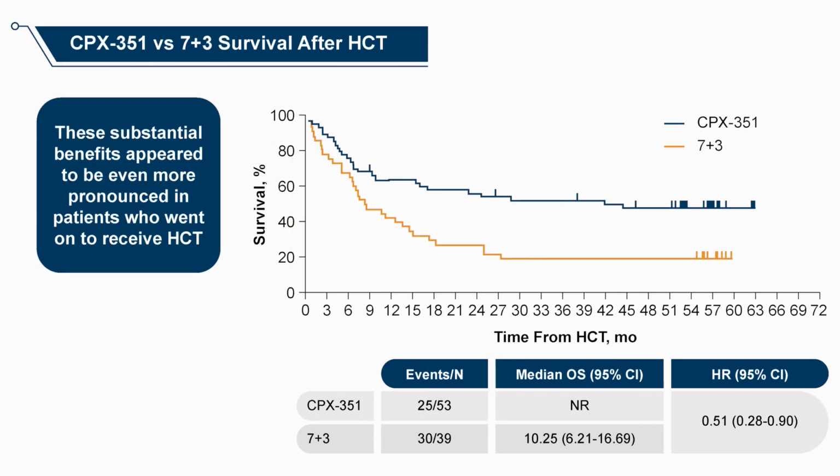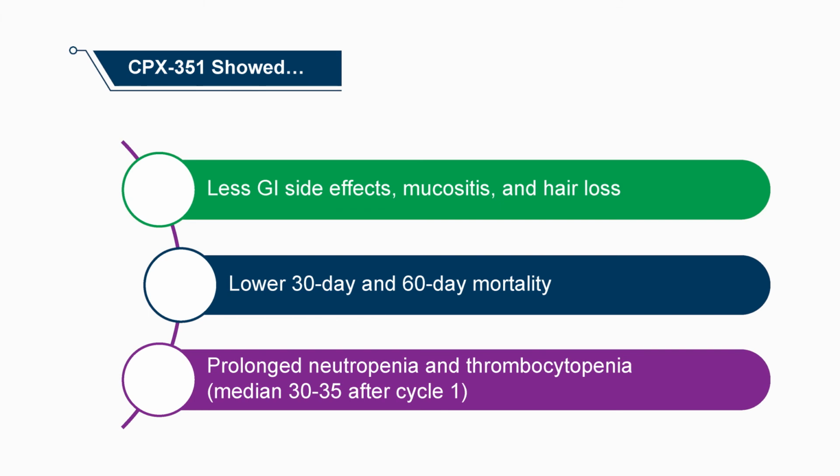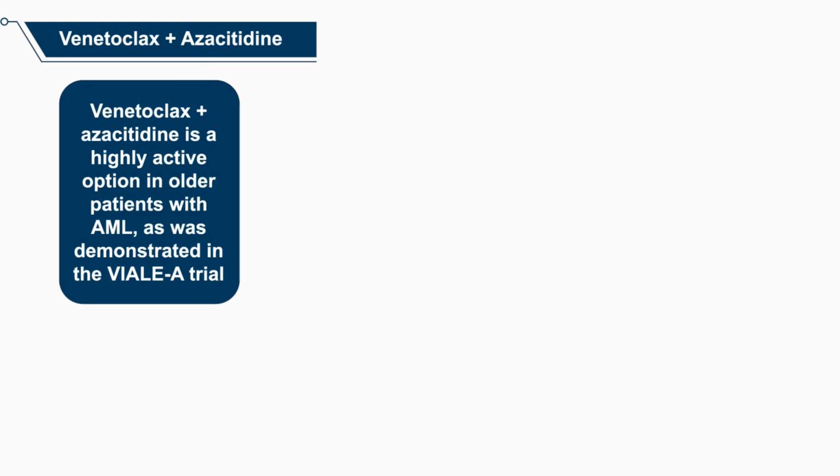These substantial benefits appeared to be even more pronounced in patients who went on to receive hematopoietic stem cell transplantation, as shown on this Kaplan-Meier curve here. However, the patients treated with CPX-351 had prolonged neutropenia and thrombocytopenia with a median of 30 to 35 days after cycle 1. So venetoclax is another highly active therapeutic option for patients with acute myeloid leukemia.